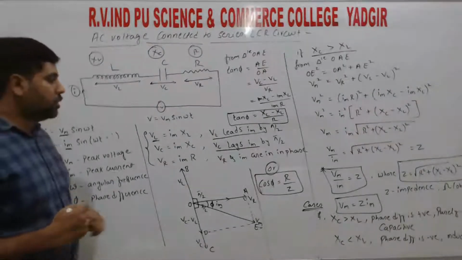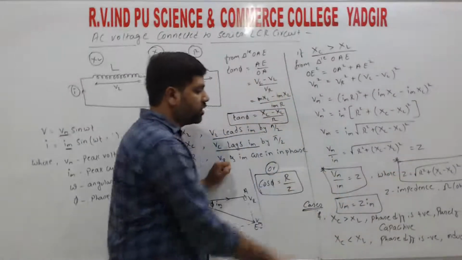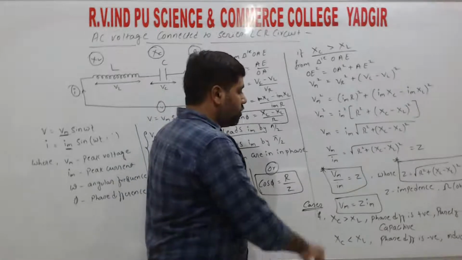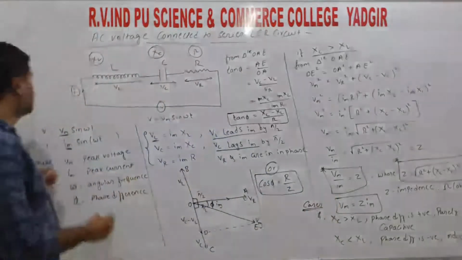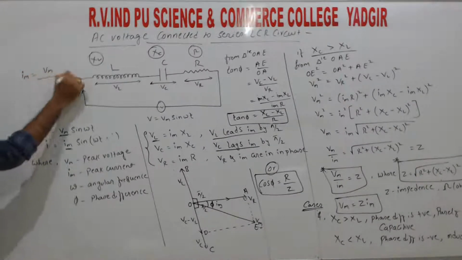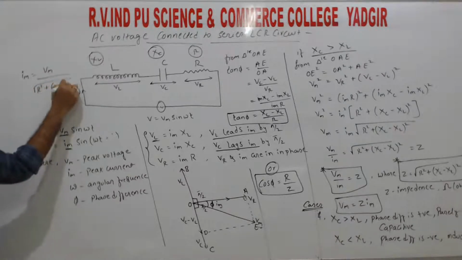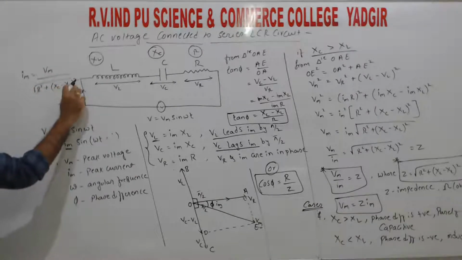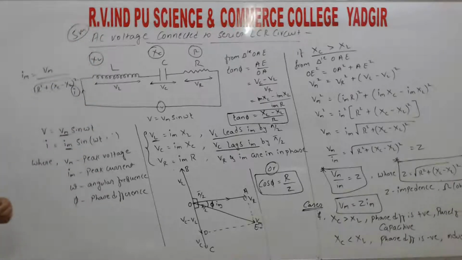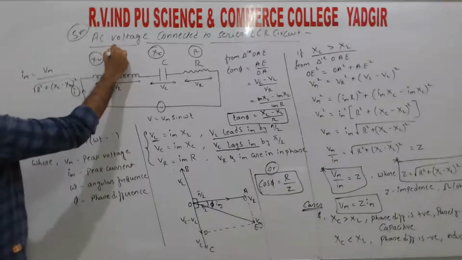So from this, these are the important relations. One, that is Z is equal to Vm by Im, or we can find Im, the peak current Im, which is equal to Vm divided by the square root of R square plus (Xc minus XL) whole square. So possibility of asking this for 5 marks, right? So this is the method by using phasor diagram.